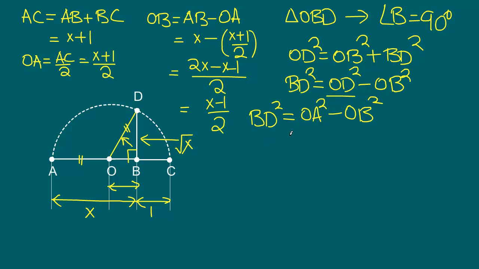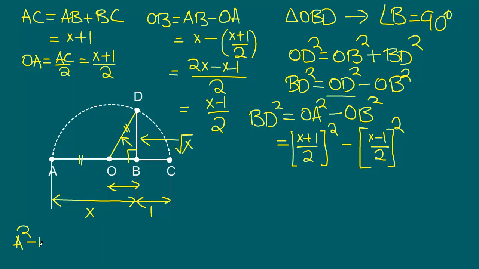So now let's put the values. So what is OA? OA is this number, which is x plus 1 by 2. So it will be this square minus what is OB? OB is this, x minus 1 by 2. X minus 1 by 2 square. So what we have here, we have something square minus something square. So you can think of this as, let's write it here, something like a square minus b square. So if you have a square minus b square, we know there is a formula which is a plus b times a minus b, right?